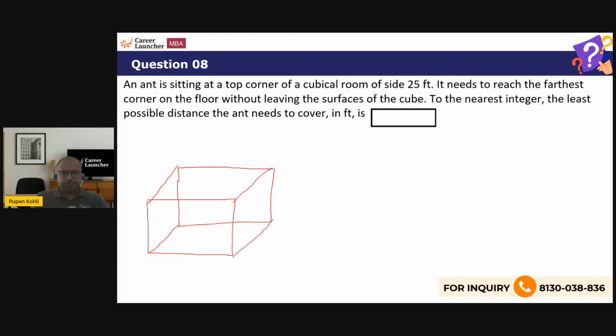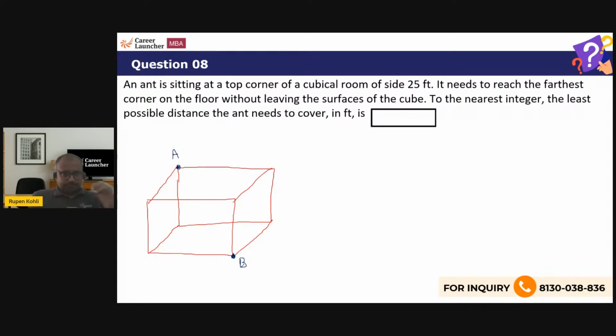Right? That's your cube. An ant is, let's say, here, point A. It needs to reach the farthest corner on the floor without leaving the surfaces of the cube. This point, let's say B, and it has to go from A to B without leaving the surfaces of the cube. To the nearest integer, the least possible distance the ant needs to cover in feet is.